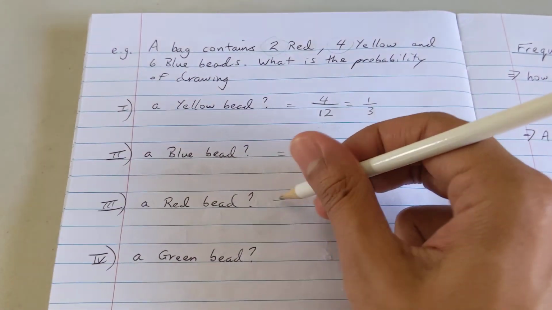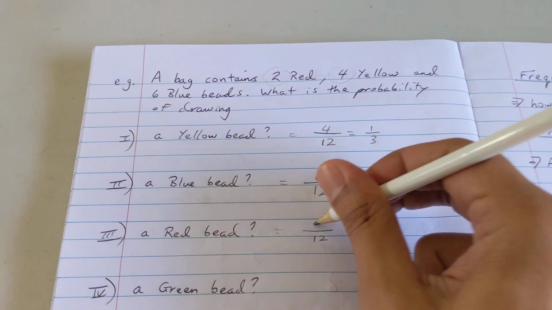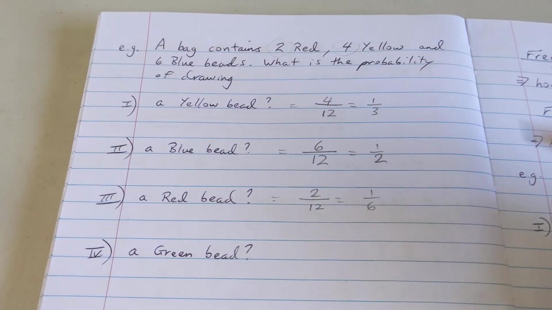Similarly with a red bead. There are 12 beads in the bag. How many red beads do they have? They have 2 red beads, so 2 out of 12 is going to be 1/6, and that covers all of the bag.